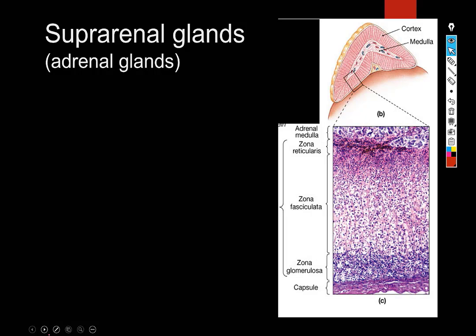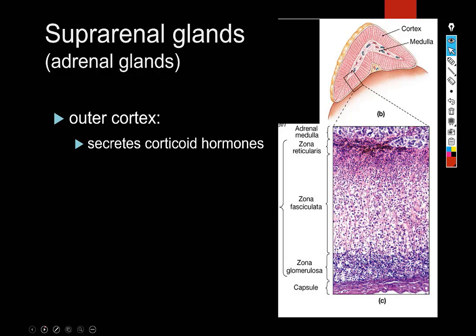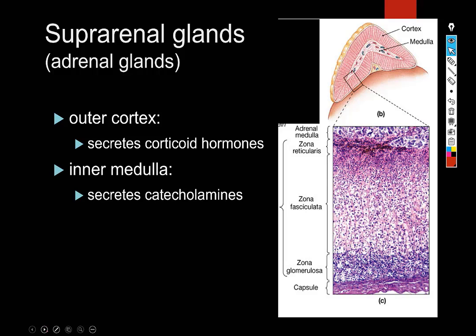Okay. Suprarenal or adrenal glands. I will talk more about the histological differences between the zones in the lecture for lab, but for now let's talk about the suprarenal glands because we're about to start talking about the human stress response. So the outer cortex secretes corticoid hormones. Corticoid refers to their being from the cortex. And these include mineralocorticoids and glucocorticoids, which we'll discuss.